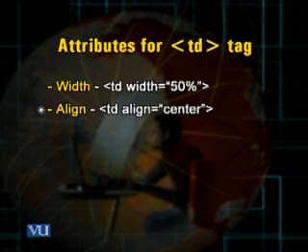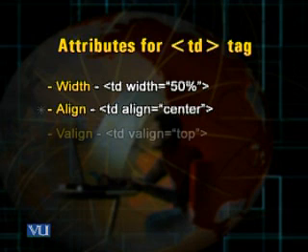Then the align attribute. If I want my content to be written at the left side of the cell, then the value of the align attribute would be left. If I want my contents in the cell to be aligned centrally, then I can keep the value of this align attribute as center or middle. Similarly, if I want my contents to be aligned rightwards, towards the right edge of the cell, I can keep the value of the align attribute as right.